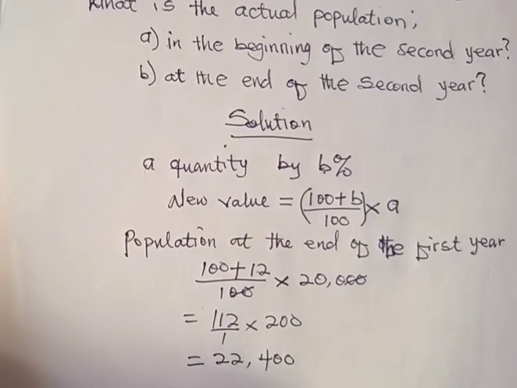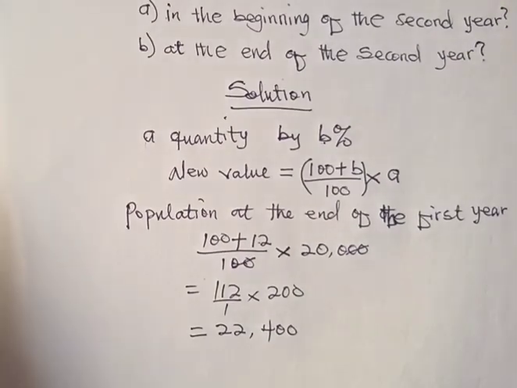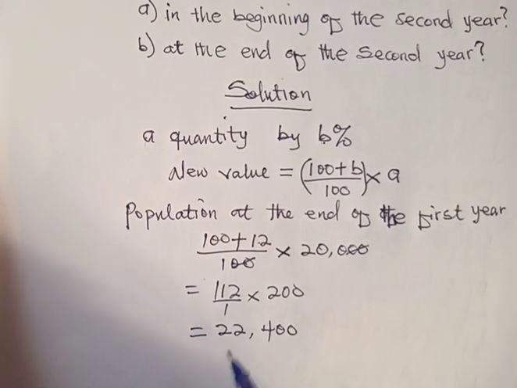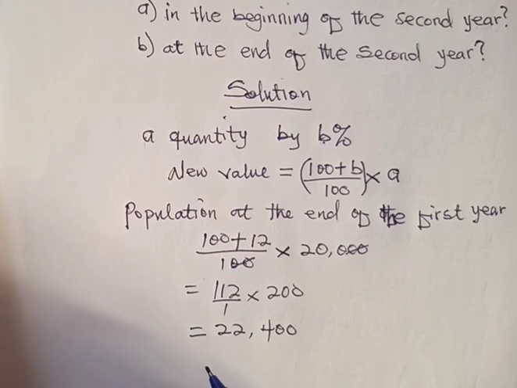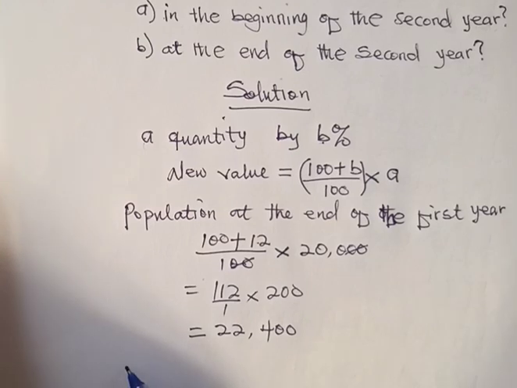Note that the population at the end of the first year becomes the population in the beginning of the second year. All right, yes, because when the first year ends, we move on to the next year, which is the second year. When we are going to start with the population, definitely we are going to start from where we ended. And since we ended at 22,400, then in the beginning, we start with that particular number of people. So we can easily conclude that.